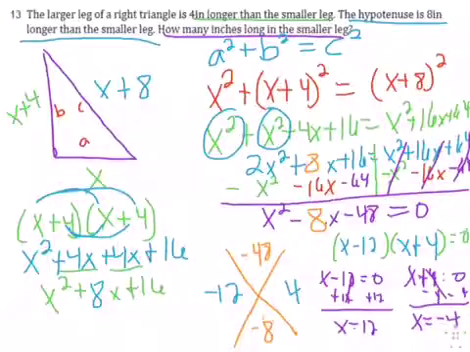So we see we cannot have negative inches. So x equals negative 4 can't be our answer. So the smaller side must be 12 inches. And we're done.